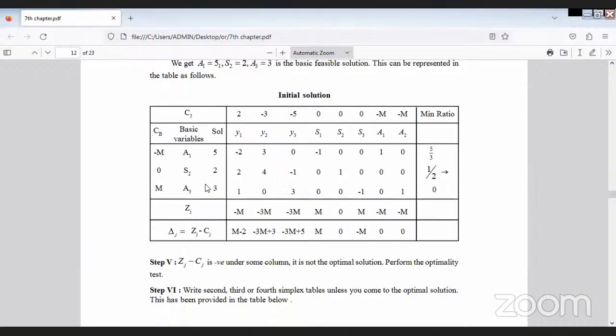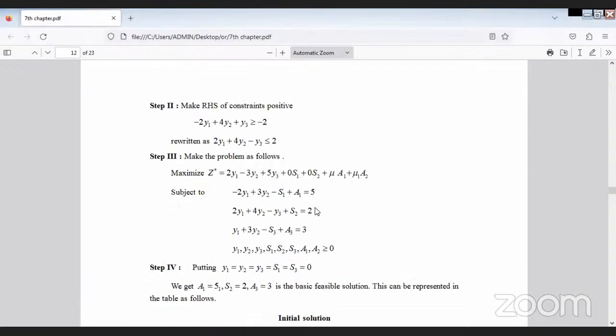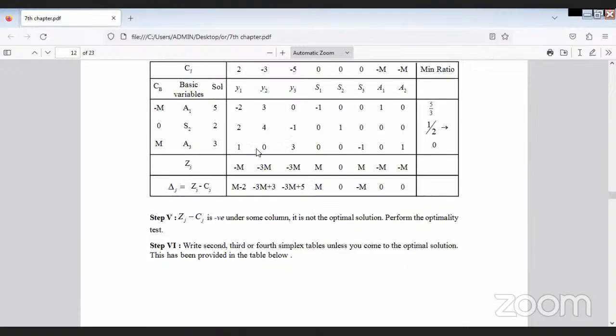The initial basic feasible solutions here: minus 0 to M, A, S2. Writing 5 to 3 here, so 5 to 3 means you have to do 5 by 3. This is the pivot element. We are taking the highest value here, 5 by 3. So therefore this is 2 by 4, it is 1 by 2, and also it is 3 by 0. That is 0. This is the pivot element. So this row only we can use here.